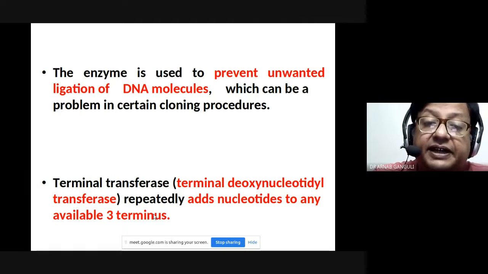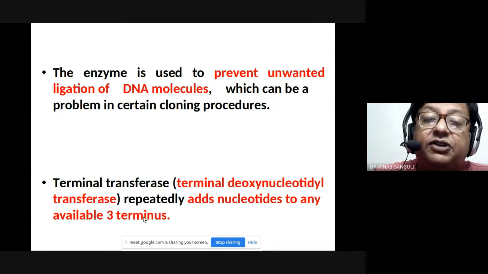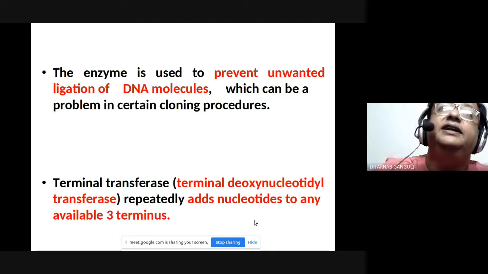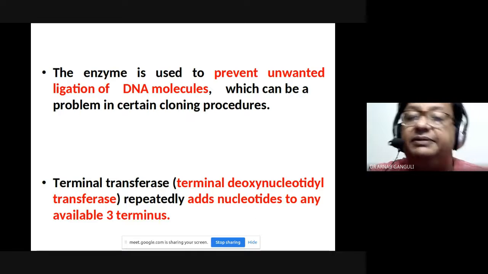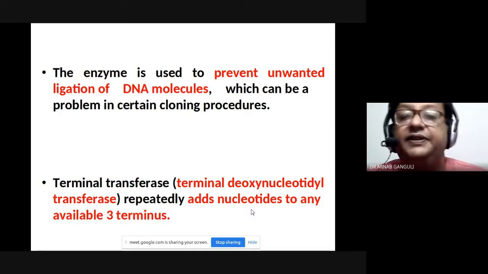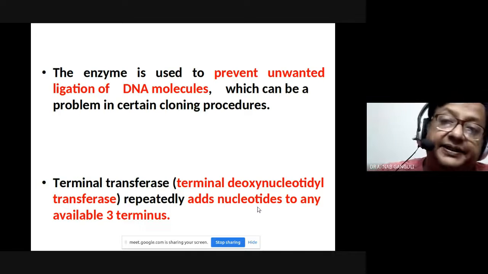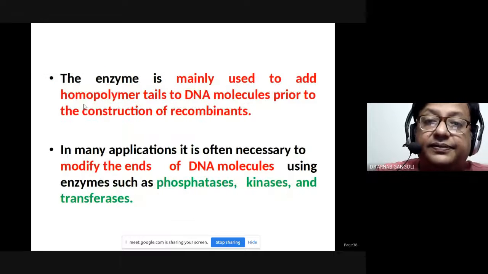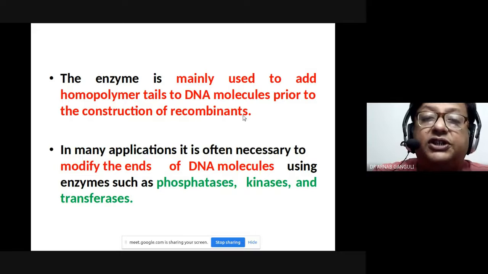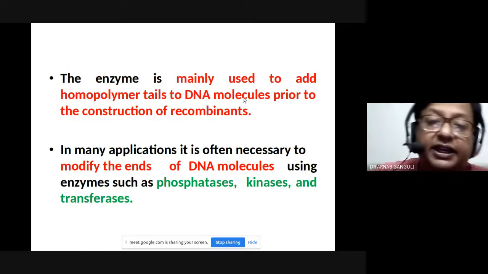Then you have terminal transferase. It repeatedly adds nucleotides to an available 3' terminus. It will keep on adding nucleotides at the 3' terminus randomly, say T T T T T T. It will keep on adding. So this enzyme is mainly used to add homopolymer tails to DNA molecules prior to the construction of recombinants. We will look at cloning, but know the name of this enzyme.